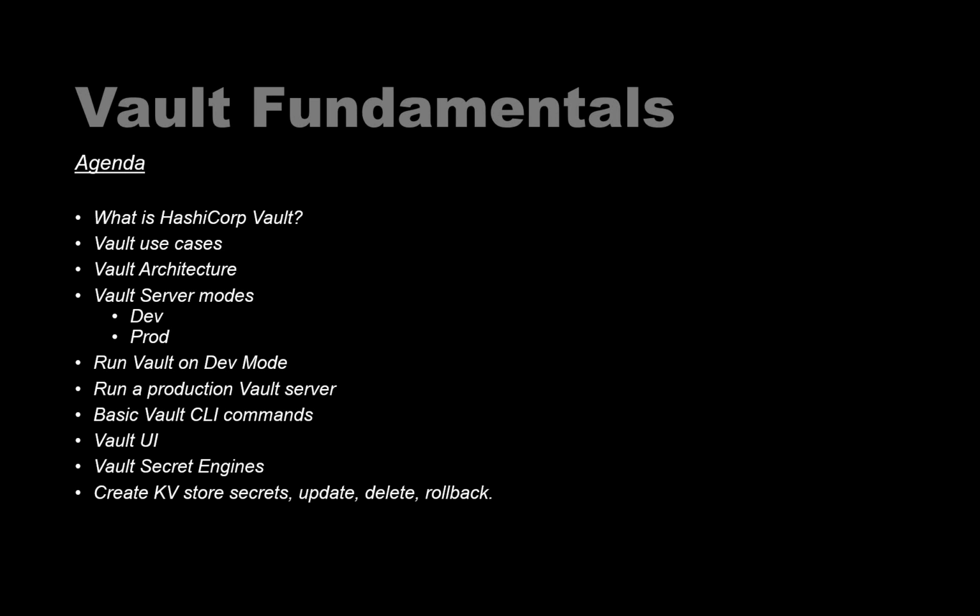I hope I did not miss anything. We covered the whole context of HashiCorp Vault, use cases, architecture, different modes of running, dev and production, running in production mode in detail, setting up the configurations and the different Vault CLI commands, the Vault UI, which is very important, how to run the Vault UI and how you can set up things in the UI, and secret engines, specifically the KV store, storing the secrets, updating, deleting, rolling back those secrets or undeleting those secrets. Right, so everything has been covered.